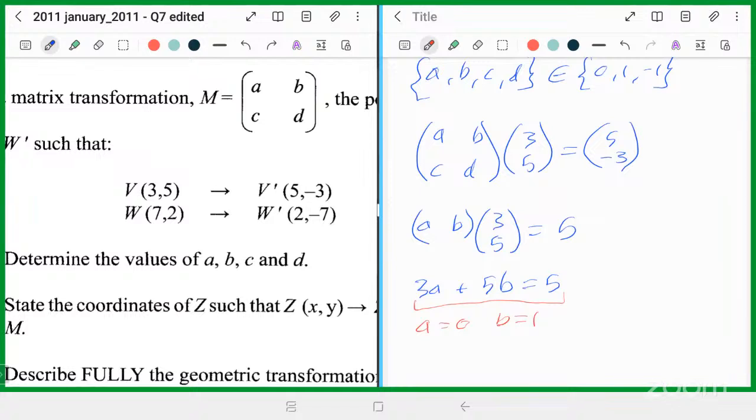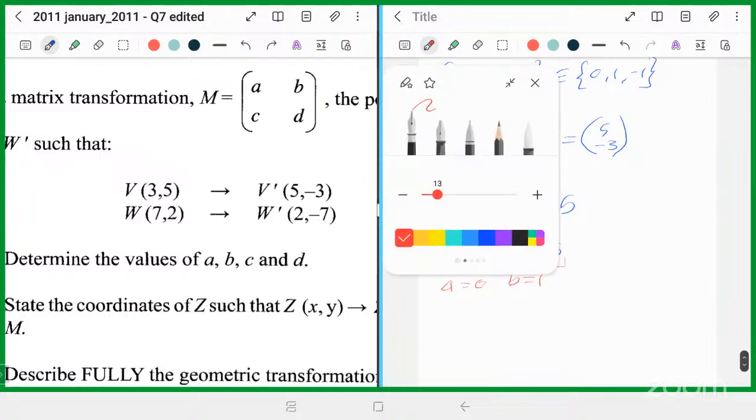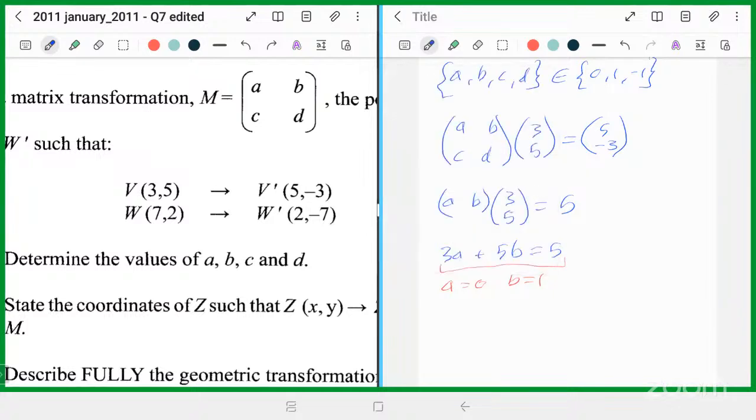Good. Keep it simple. Then we're doing the next pair. Nice and easy. The next pair is this row times the 1 column equal to -3. Let me do it in red.